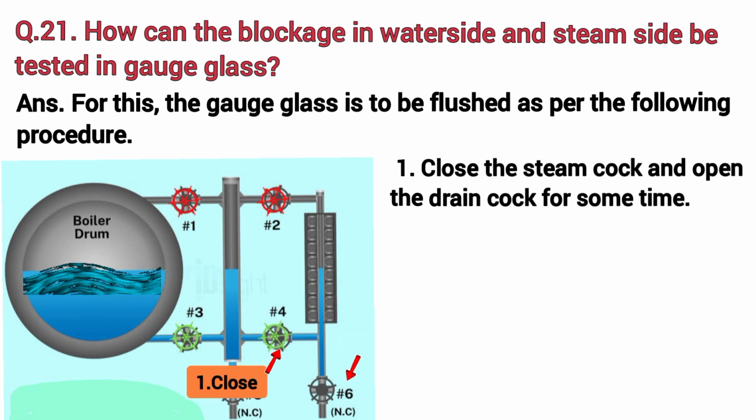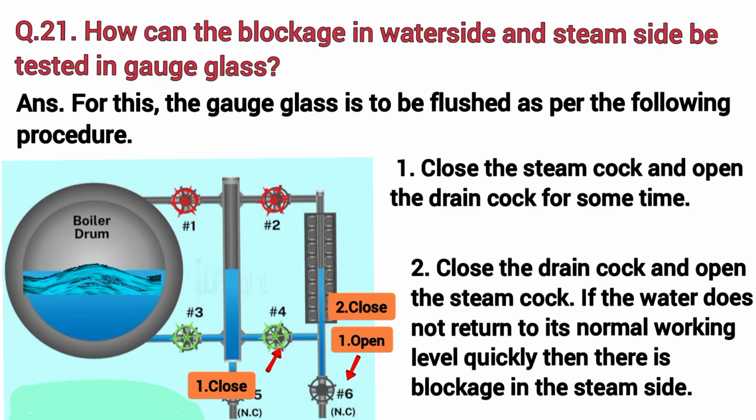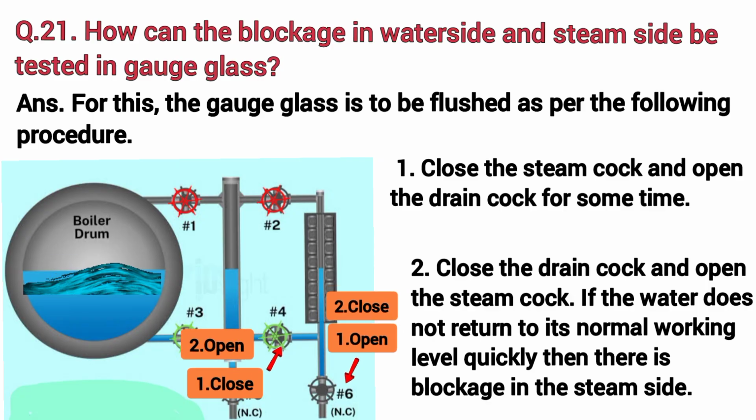1. Close the steam cork and open the drain cork for some time. 2. Close the drain cork and open the steam cork. If the water does not return to its normal working level quickly, then there is blockage in the steam side.